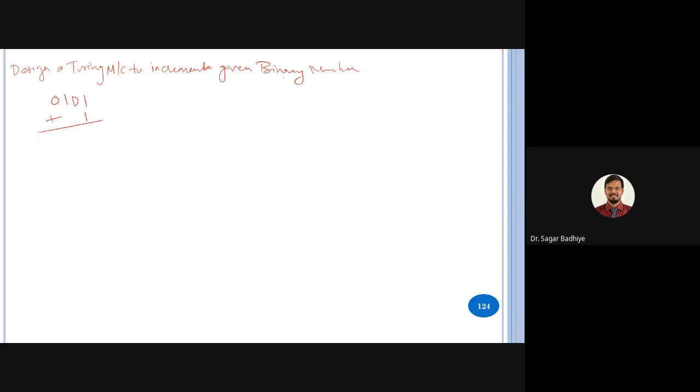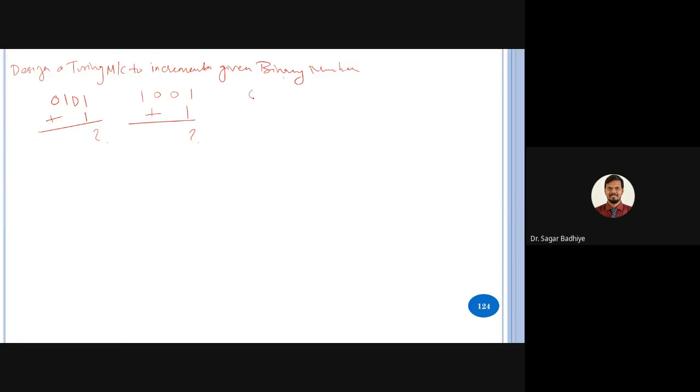Tell me, someone tell me what would be the output. 1 0 0 1 can be the input. Increment it by adding 1. You'll get some output. You'll get some output over here also.